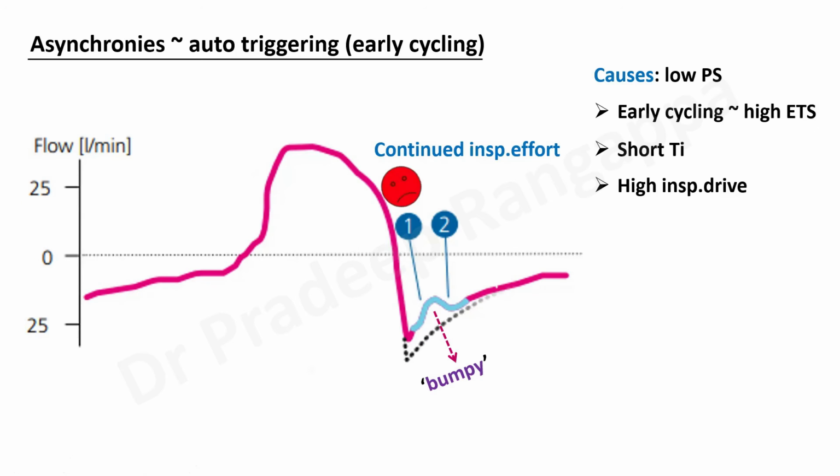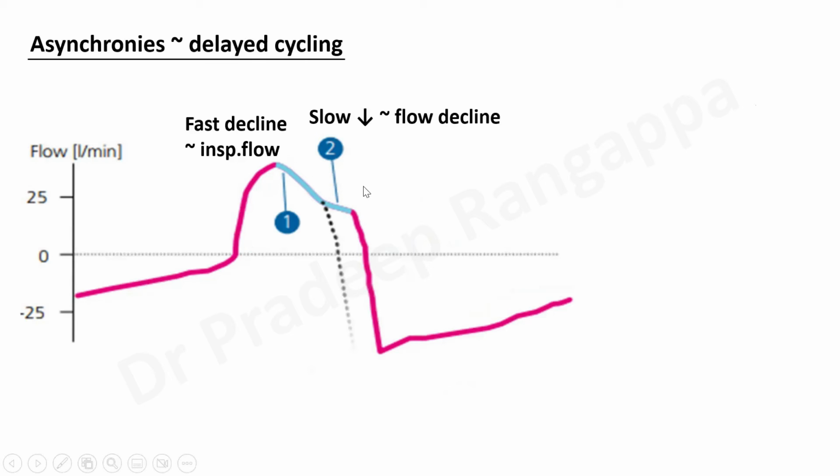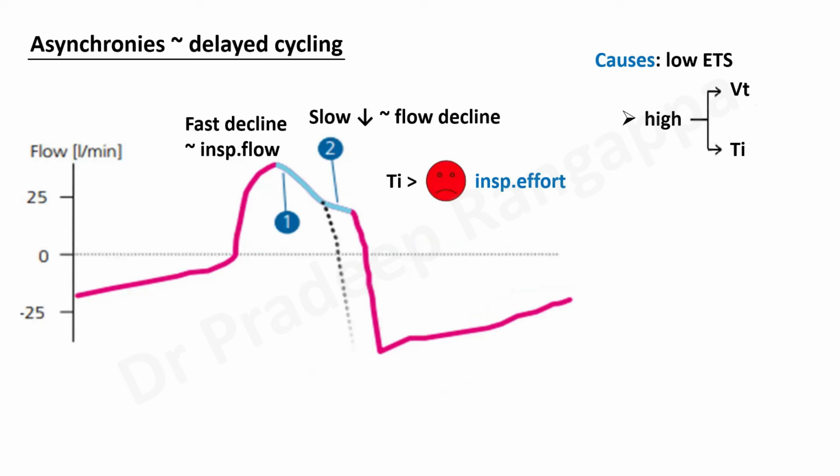So the fifth one is delayed cycling. This was early cycling. The opposite of this is delayed cycling. In delayed cycling, there is a slow decline in the inspiratory flow. As you see, there is a sloping of the inspiratory phase. We call it a slow decrease in the flow decline. And here the patient's inspiratory time is more than the inspiratory effort. The causes are again low expiratory trigger thresholds, high tidal volume, high inspiratory time and low flow rate. So these are some of the causes for delayed cycling.